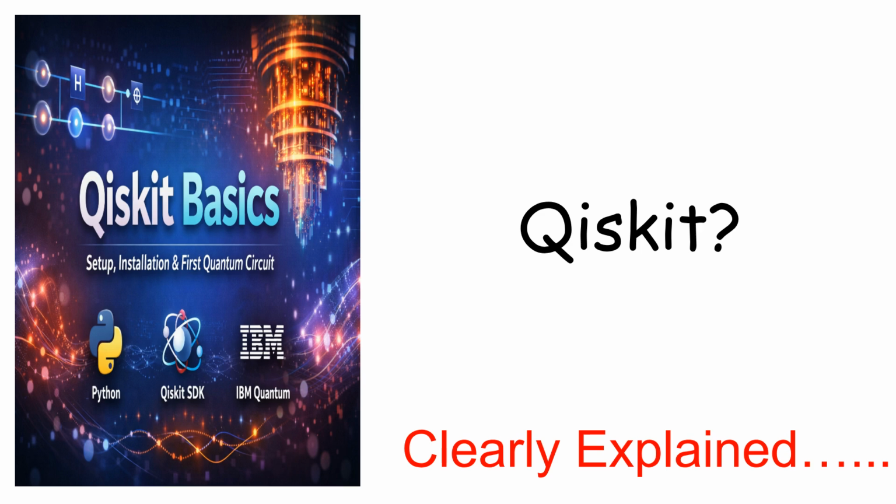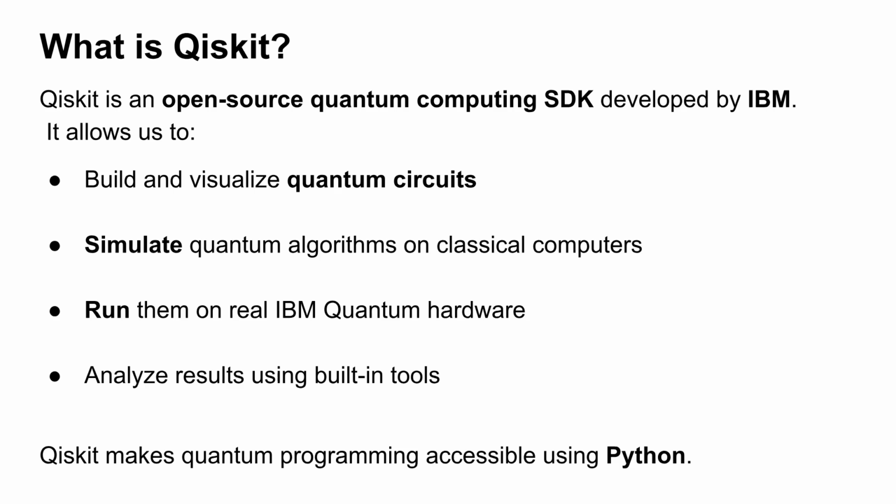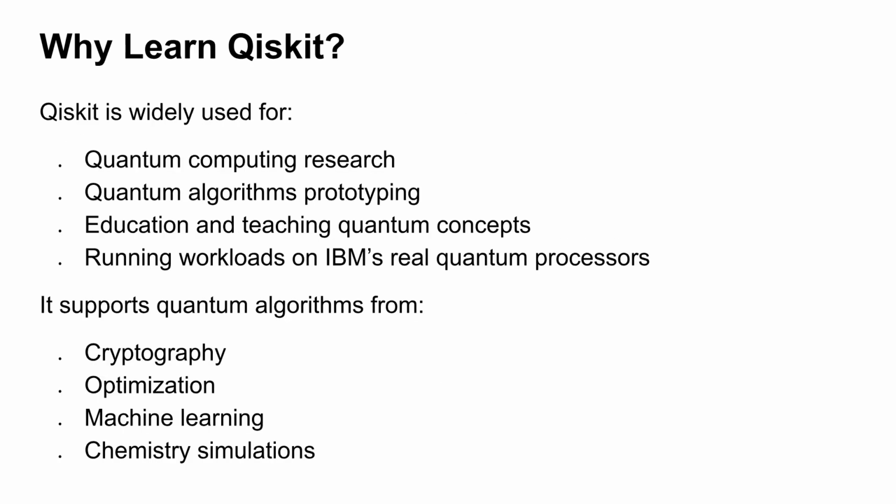Welcome to this video where we clearly explain the basics of Qiskit, including setup, installation, and creating your first quantum circuit. Qiskit is an open-source quantum computing SDK developed by IBM, making quantum programming accessible using Python. It allows you to build and visualize quantum circuits, simulate algorithms, and run them on real IBM Quantum hardware. Qiskit is widely used in quantum computing research, algorithm prototyping, and education.